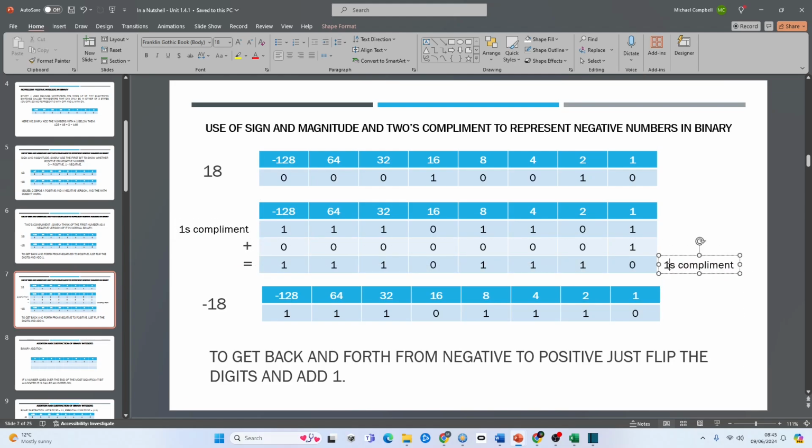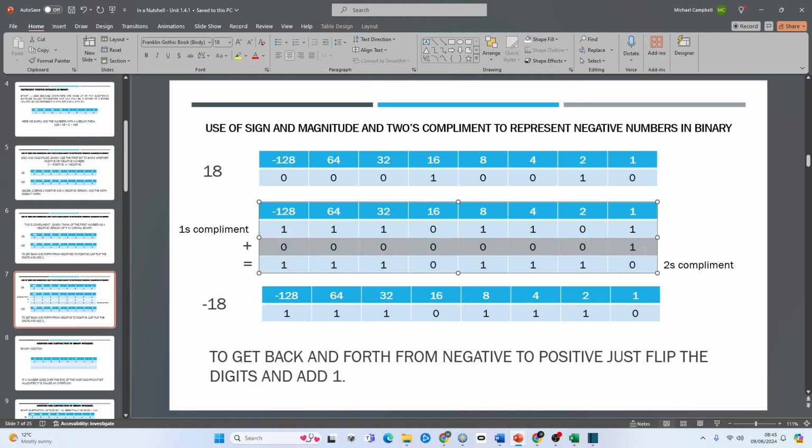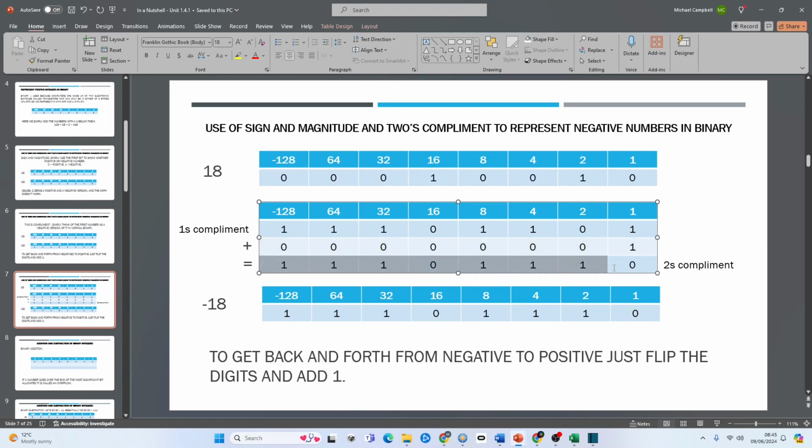and then you add 1 to get it into 2's complement. Okay, so we flipped it. That's the inverse of this. You've done a bit mask not, if you've got to that part of the course. And then you add 1. Like this, and when you add 1, you end up with this.